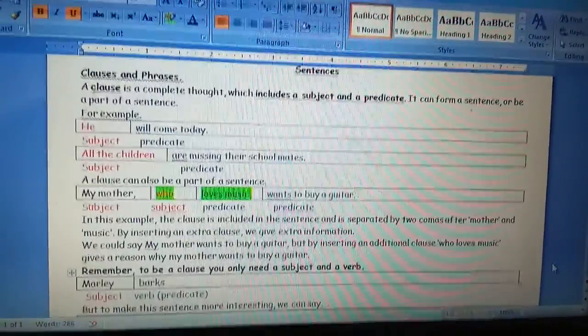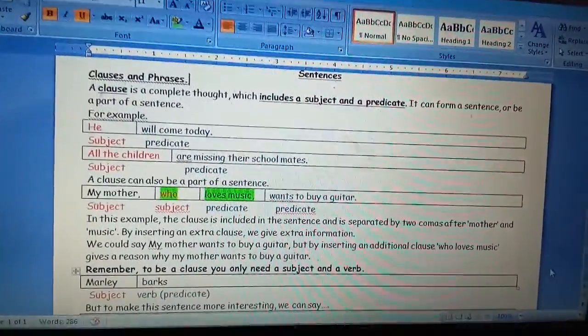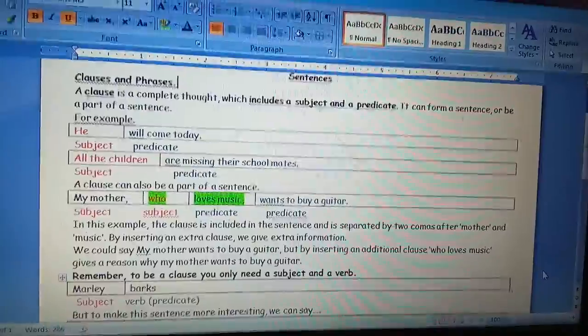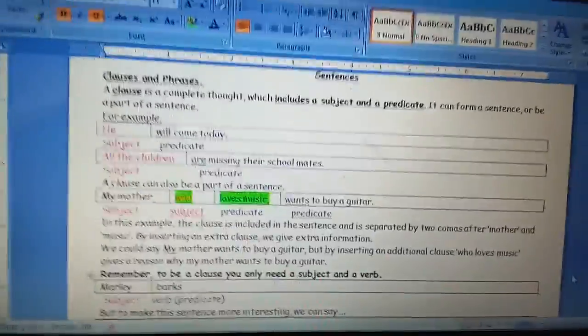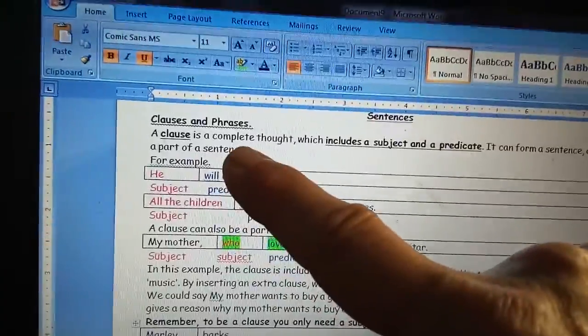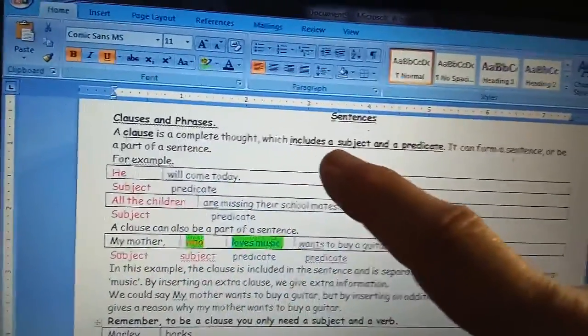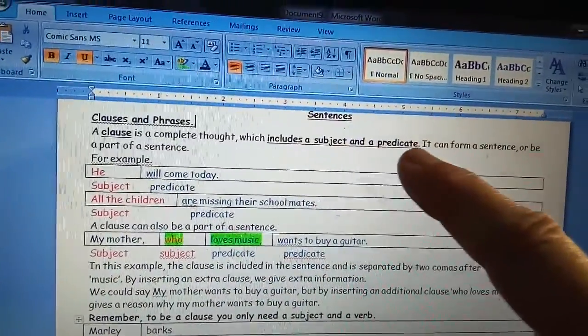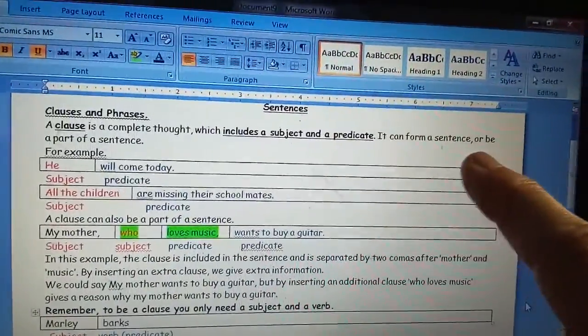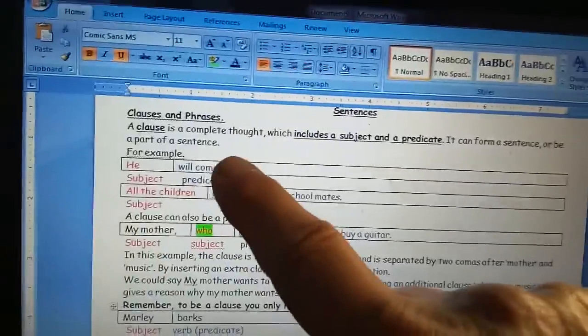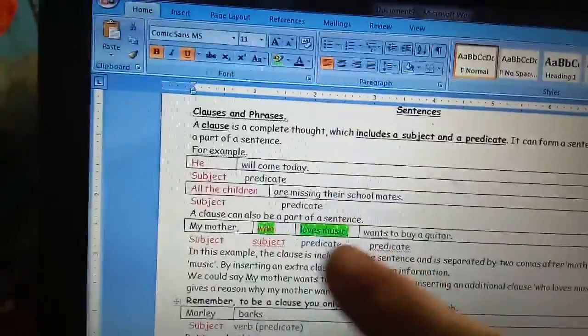I want to talk a little bit about sentences, okay? And in particular, we're going to talk about clauses and phrases. So let me explain what a clause is. A clause is, as you can see up here, a complete thought. It includes a subject and a predicate, or a subject and a verb. So it can form a sentence, or it can also be a part of a sentence. So let me give you an example.